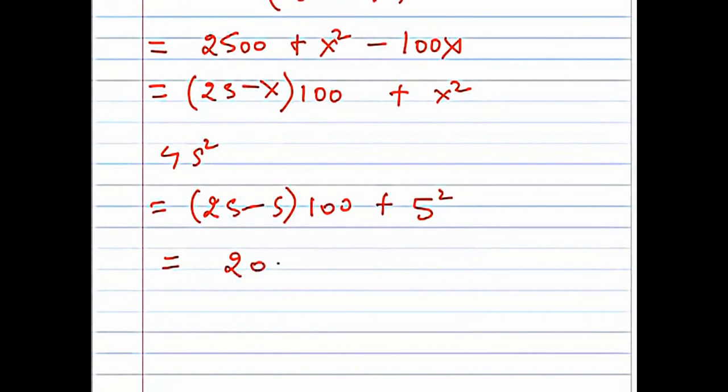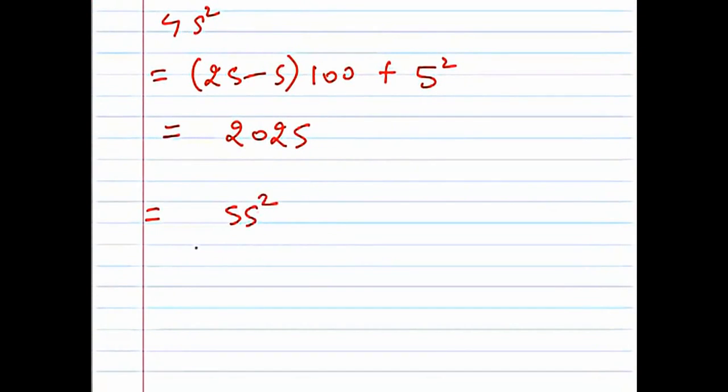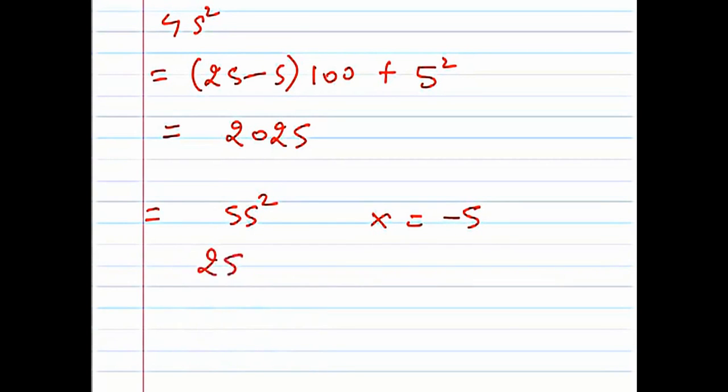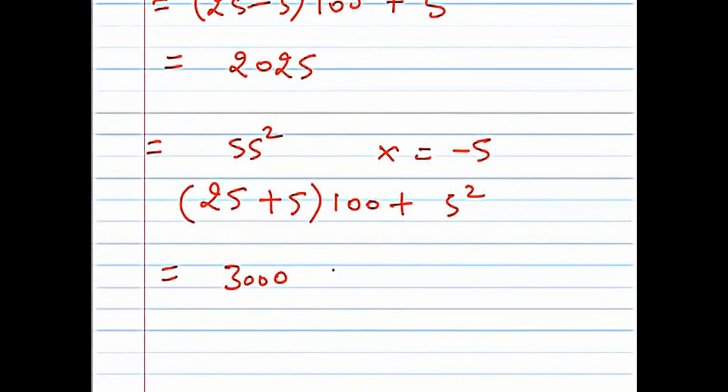This is equal to 25. And I have to do the 55 square. Then I have to just write x is equal to minus 5, and then I can do 25 plus 5 into 100 plus 5 square. That will be equal to 3000 plus 5 square, which is 3025.